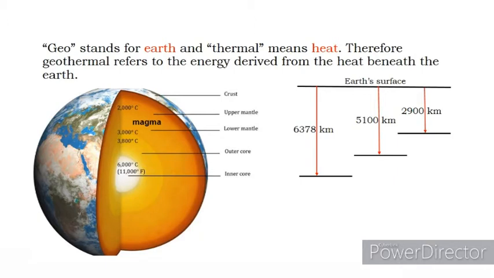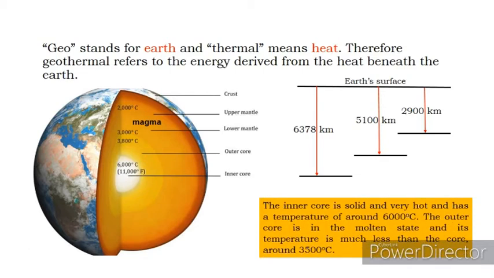Now you see the cross section of the earth. The uppermost layer is called the crust. Then we have the mantle, outer core, and the inner core. The inner core is a very hot solid and has a temperature of around 6000 degrees centigrade. The outer core is in the molten state and has a temperature around 3500 to 4000 degrees centigrade.